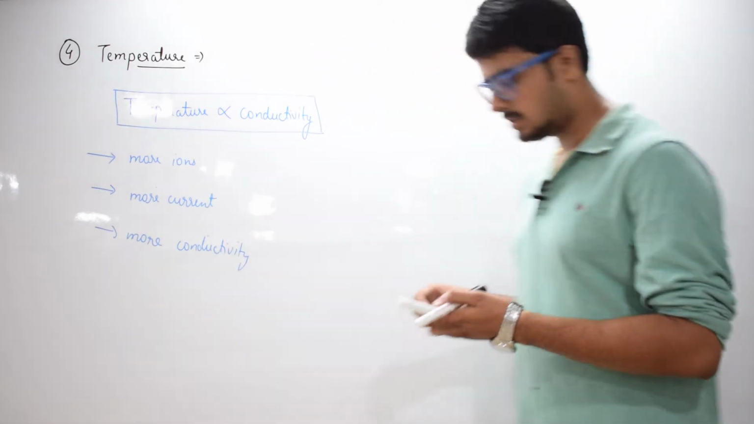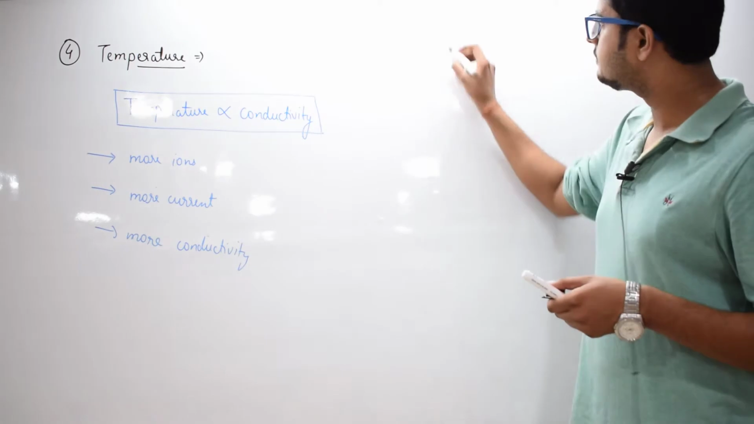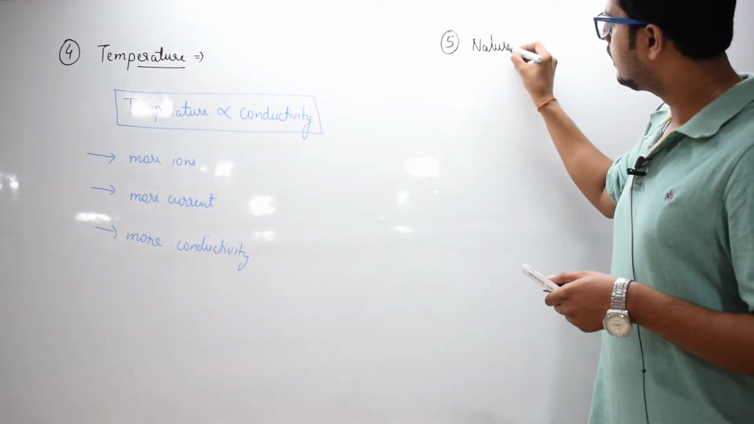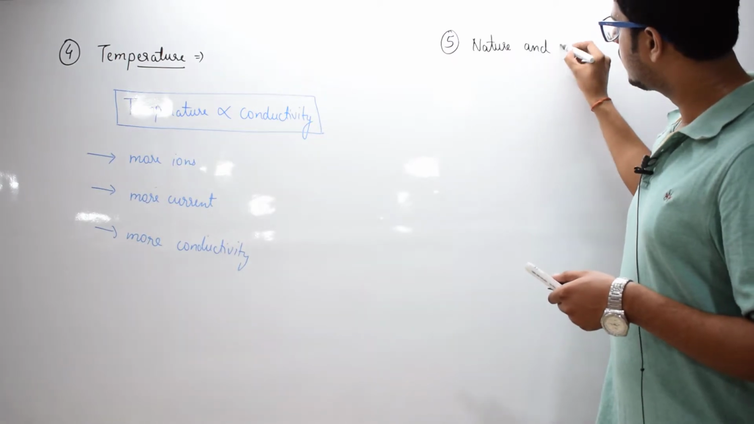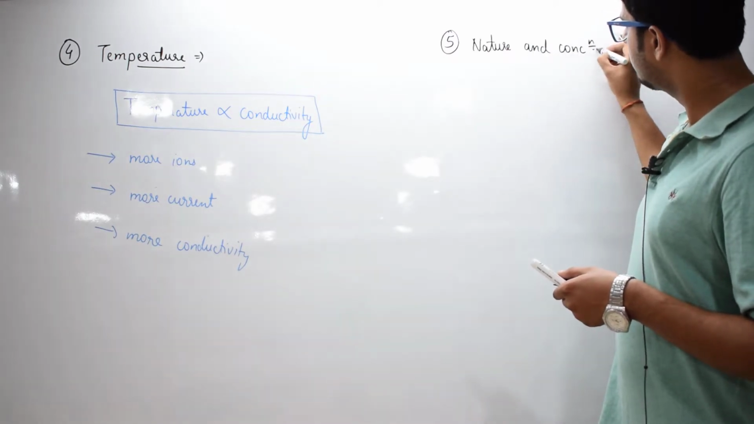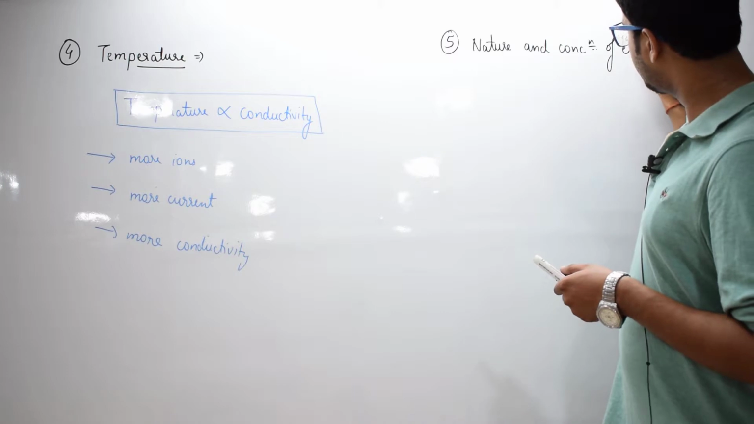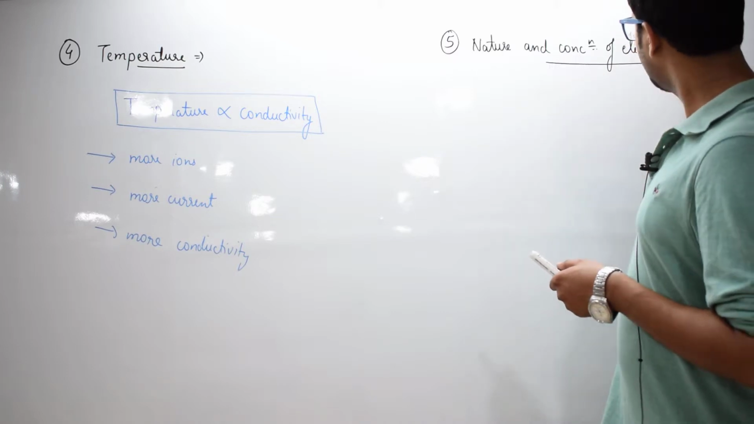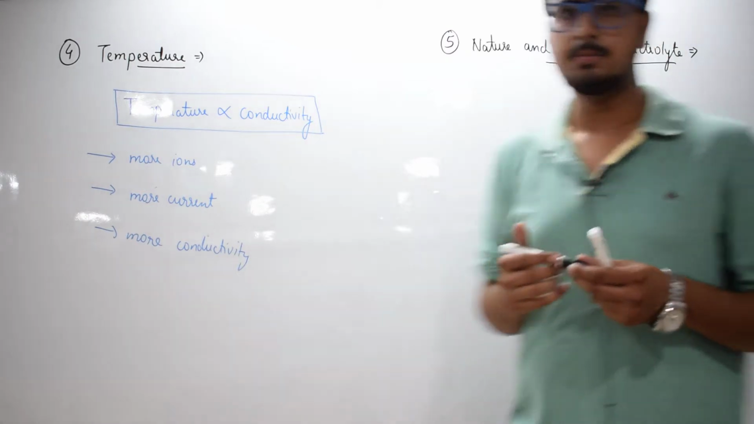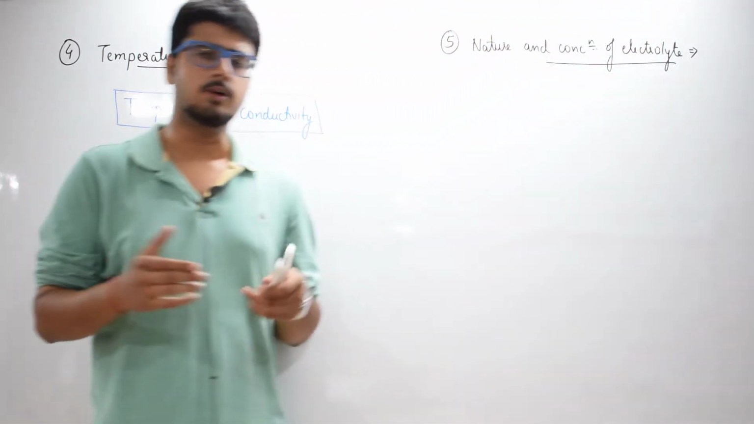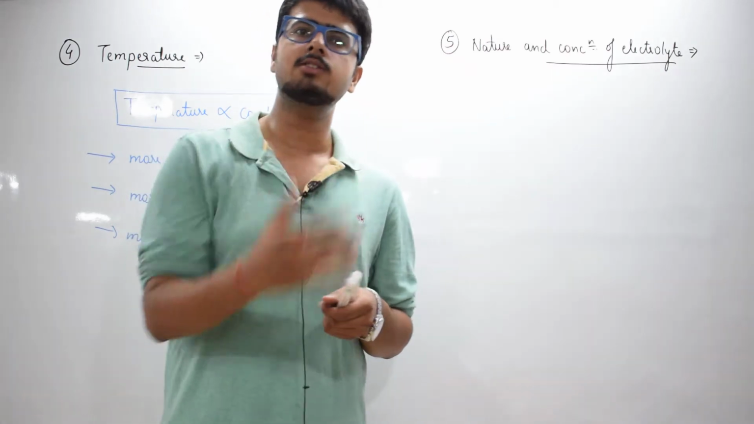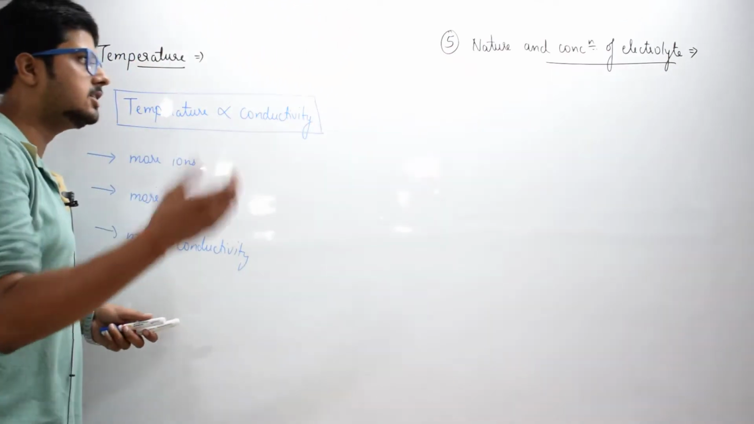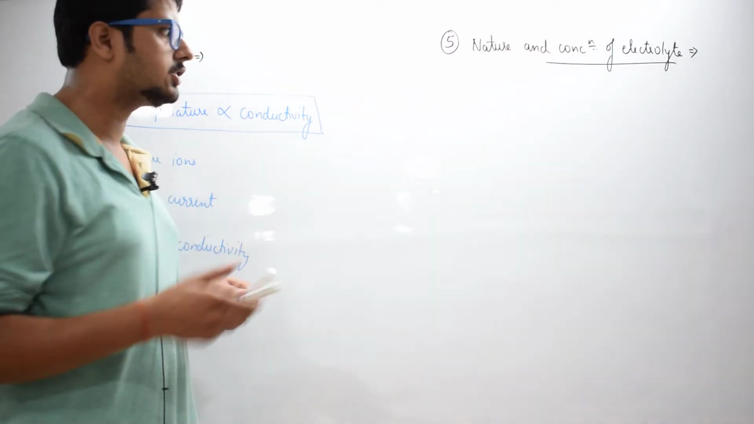And the last topic is the fifth one, that is nature and concentration of electrolyte. This is the fifth and last factor which governs the conductivity of an electrolytic medium.